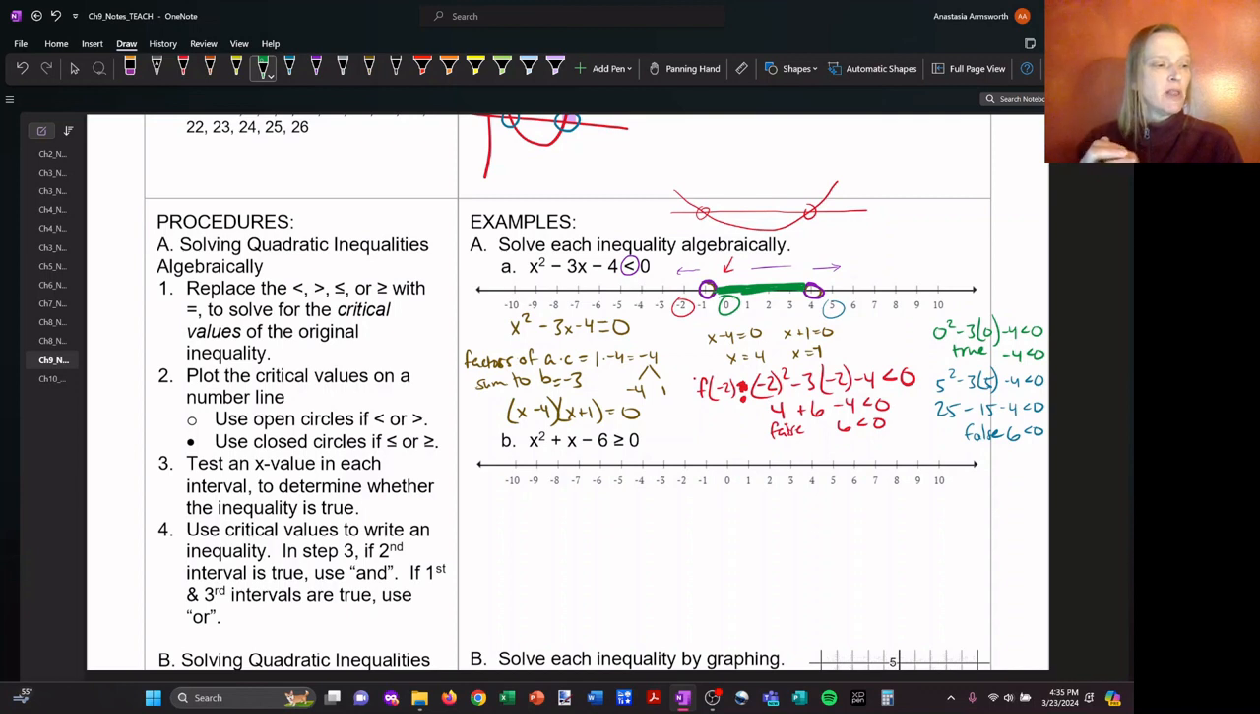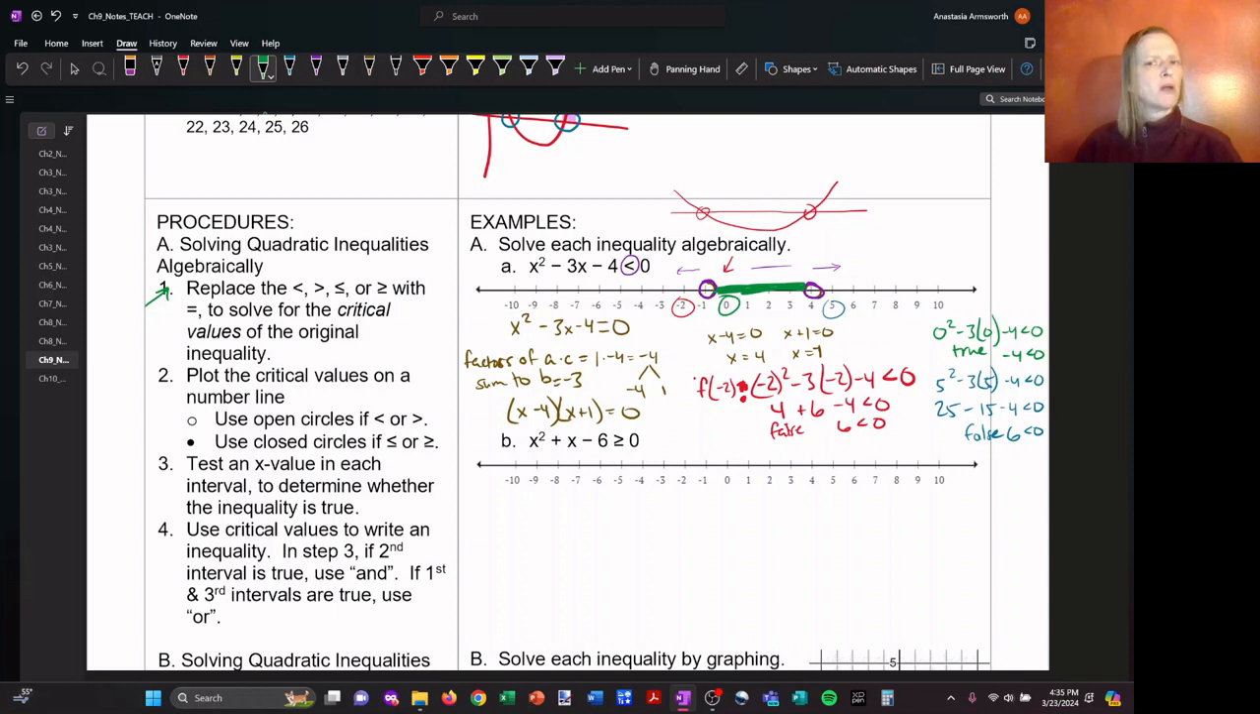Let's do another example. x squared plus x minus 6 is greater than or equal to 0. Again, my first step is going to be to find the critical values, solving this as though it were an equation to find what my x-intercepts are.